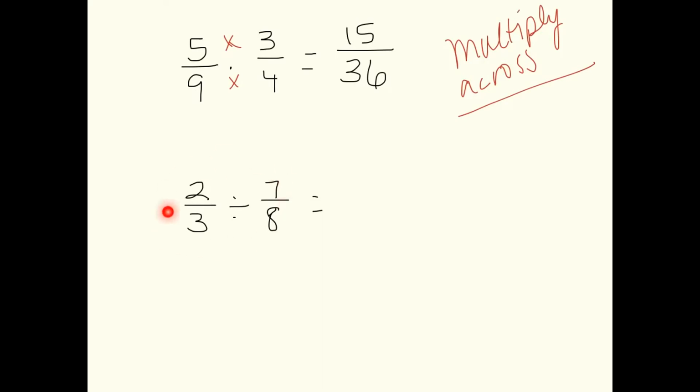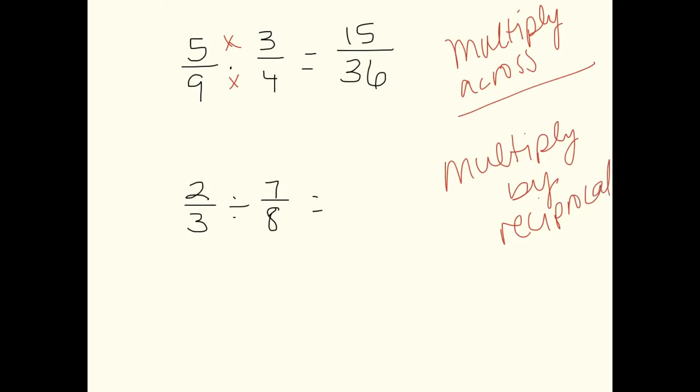Now here, when we want to divide fractions, 2/3 divided by 7/8, you have a step before you can multiply across. We want to multiply by the reciprocal. So we have 2/3, and we want to multiply, instead of divide, by the reciprocal of 7/8, which means we flip it. 7/8 became 8/7. So now we can just multiply across. 2 times 8 is 16, and 3 times 7 is 21.